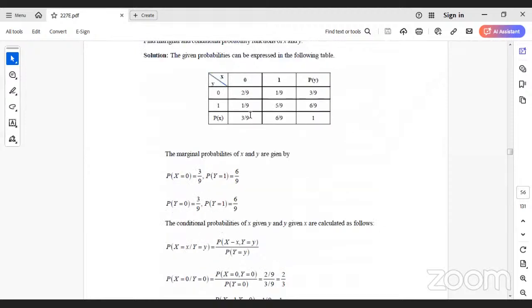X is equal to 0, y is equal to 0. See here, x is equal to 0 and y is equal to 0 gives 2 by 9. Then y is equal to 1 gives 3 by 9. So the 9s cancel, numerator and denominator, and it is 2 by 3. Right?